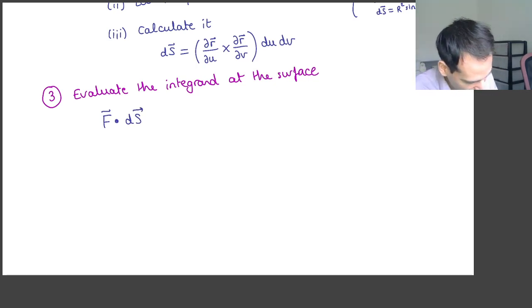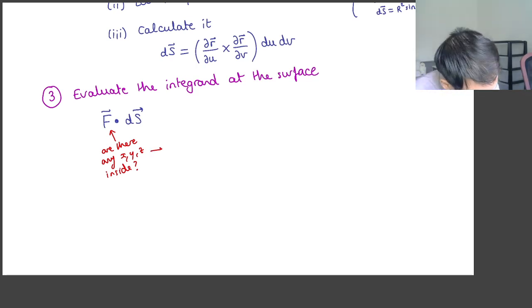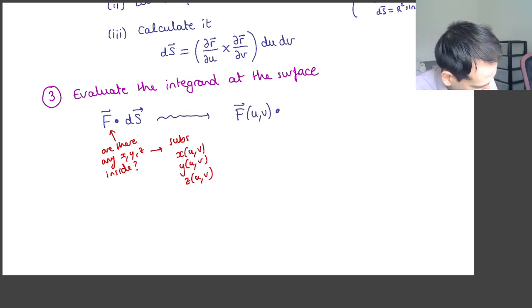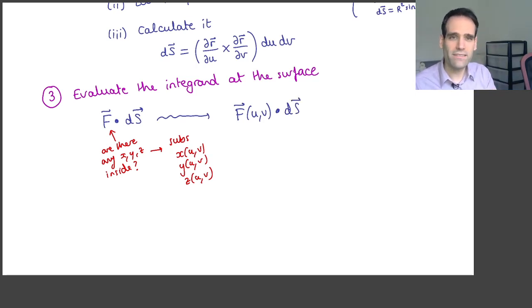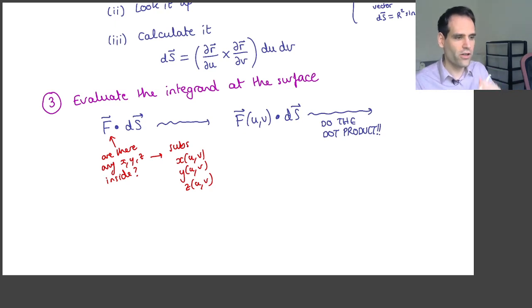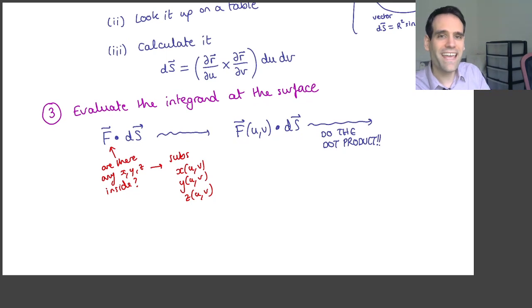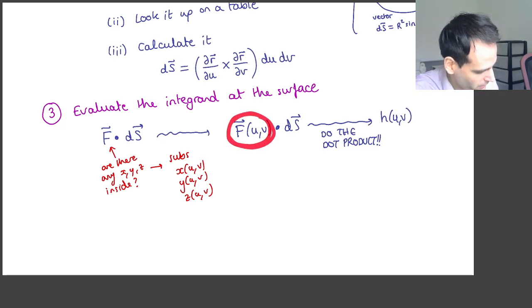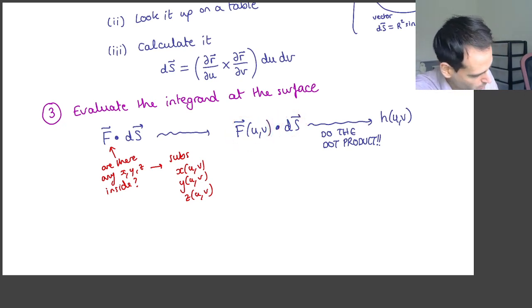Okay, so if there are any x, y's, and z's inside of f, are there any x, y, z inside? You need to get rid of those. You need to substitute x as a function of u and v, y as a function of u and v, and z as a function of u and v, such that you end up with f as a function of u and v dot ds. So that was the same as in normal surface integrals. But now we have this extra step of doing the dot product. Okay, so you have to do the dot product. And after doing the dot product, the result has to be a scalar. It has to be a scalar, maybe some function h of u and v, which includes things that happened in f and also includes whatever ds had, but then times du times dv.